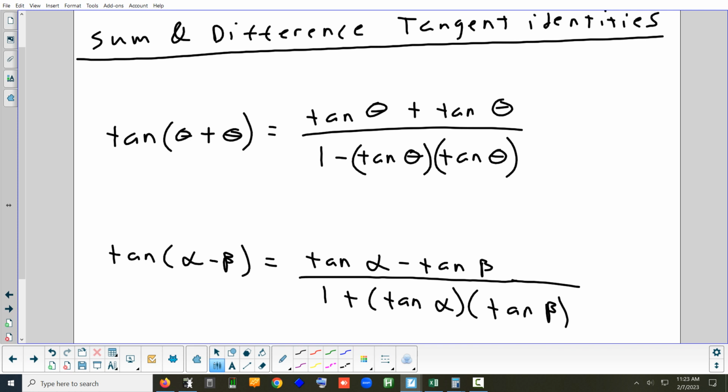What's tangent theta plus tangent theta? 2 tan theta over 1 minus, what's tangent theta times tangent theta? Tangent theta squared. So I don't remember if that's the way the book writes it, but whatever way I'm about to show you could come from this somehow, because that is correct. That's one way you could do tangent 2 theta.